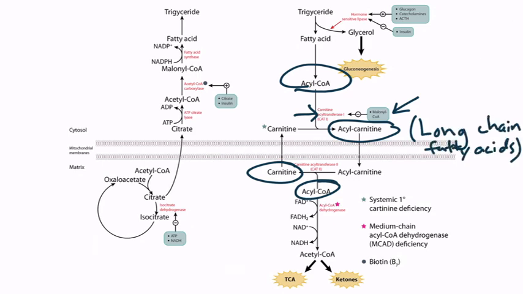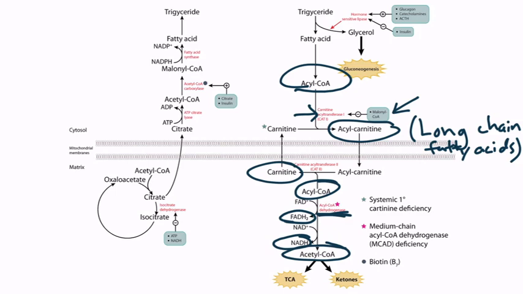Once acyl-CoA is in the mitochondrial matrix, it can be broken down by a series of steps that results in the production of acetyl-CoA. This portion of fatty acid breakdown is also referred to as beta oxidation. Notice that this is catalyzed by the enzyme acyl-CoA dehydrogenase. Also notice that this results in the production of FADH2 and NADH.